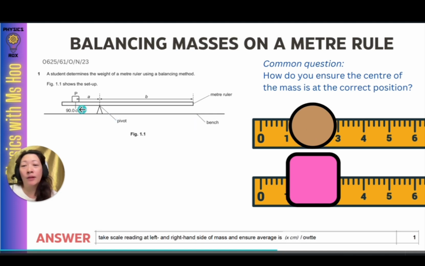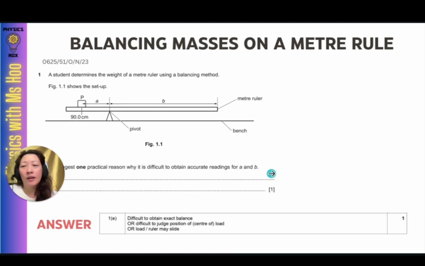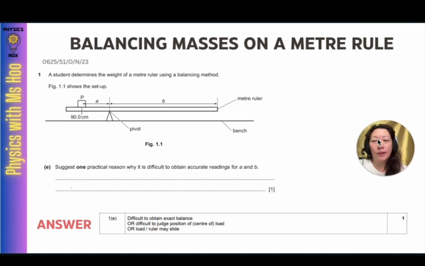So for example, if the mass is supposed to be placed at a 90 cm mark, then you write 90 cm over here. If it's supposed to be placed at a 2 cm mark, you write 2 cm over here. Even if you don't use these exact words, but you write words to that effect, you would still get marks for this answer. Another common question would be to suggest one practical reason why it is difficult to obtain accurate readings.